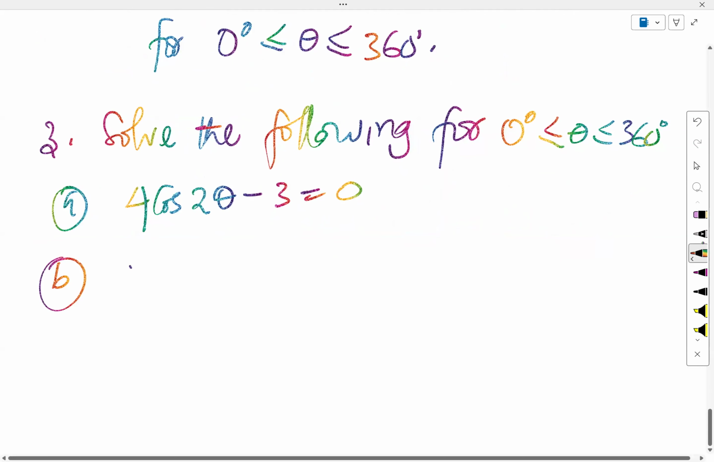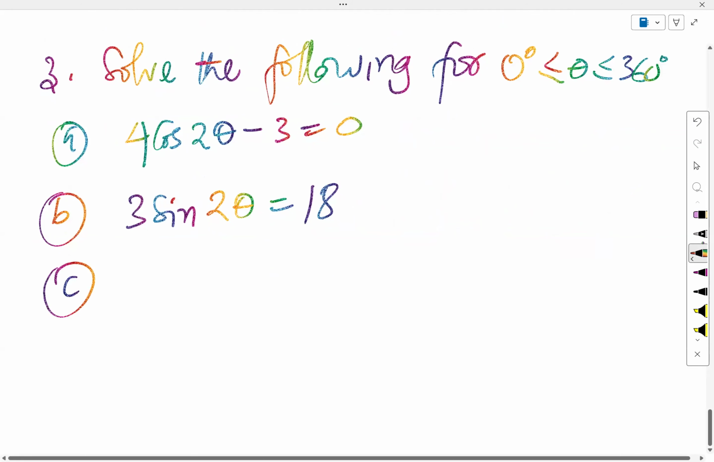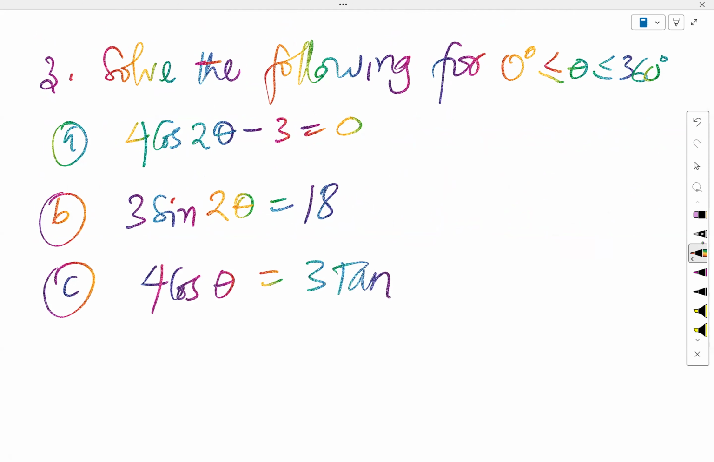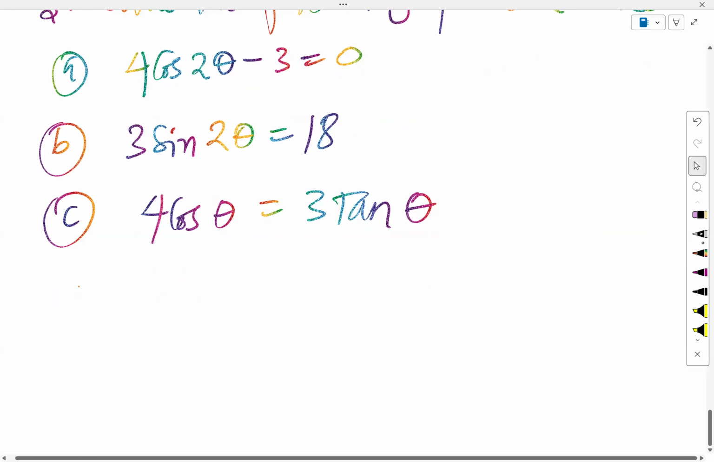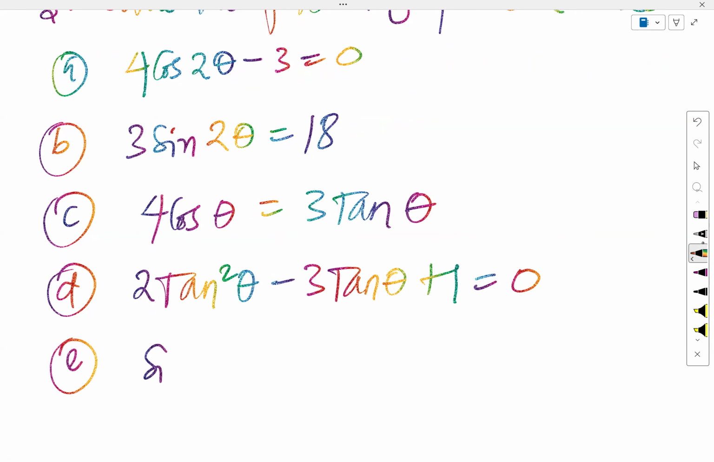B, you have 3 sine 2 theta equals 18. C, you have 4 cos theta equals 3 tan theta. D, 2 tan squared theta minus 3 tan theta plus 1 equals 0. And E, you have sine theta plus sine squared theta equals 0.